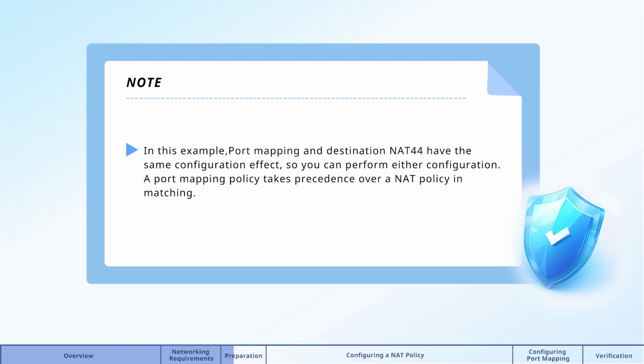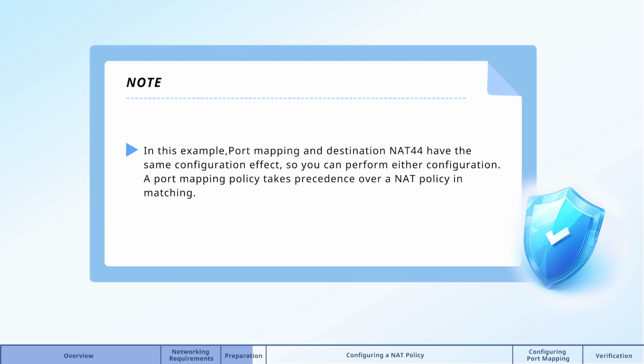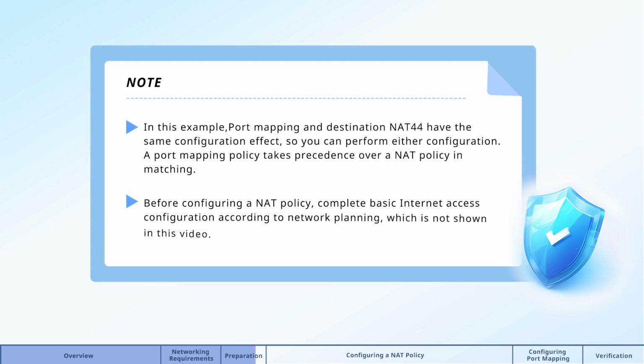In this example, port mapping and destination NAT44 have the same configuration effect, so you can perform either configuration. A port mapping policy takes precedence over a NAT policy in matching. Before configuring a NAT policy, complete basic internet access configuration according to network planning, which is not shown in this video.